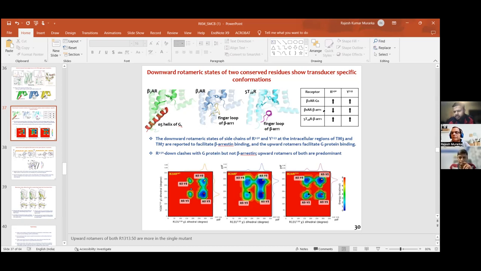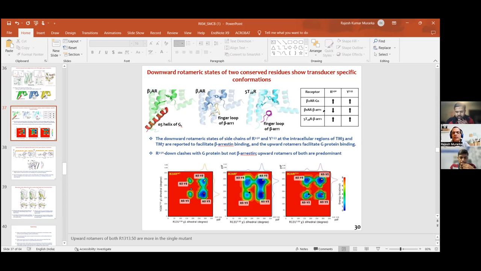I see. So is there any solvation barrier for these conformational changes? See, in class A GPCRs, people have already identified many conserved water molecules, and that actually plays a role in activation. So that has been identified. And we did some of the analysis. I would not say that we did extensive analysis.